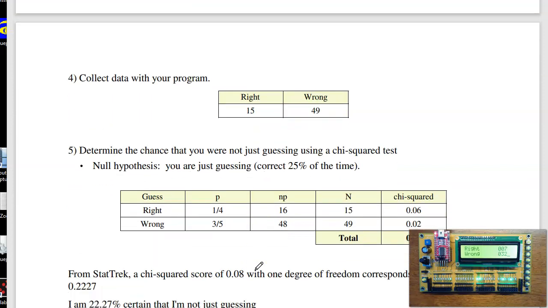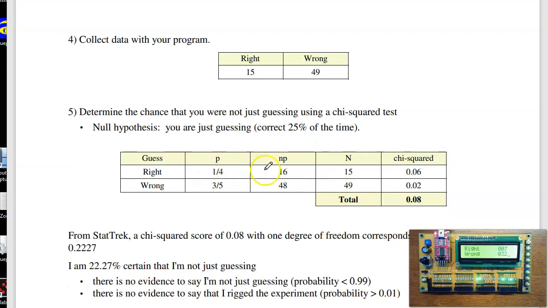So again, this is a chi-square test. Roll the dice a whole bunch of times, count how many times I'm right, how many times I'm wrong. In this case, I was right 15 times, wrong 49 times. Set up a chi-square table. I guessed, what was that, 64 times. 1/4 of the time I should be right, 3/4 I should be wrong.